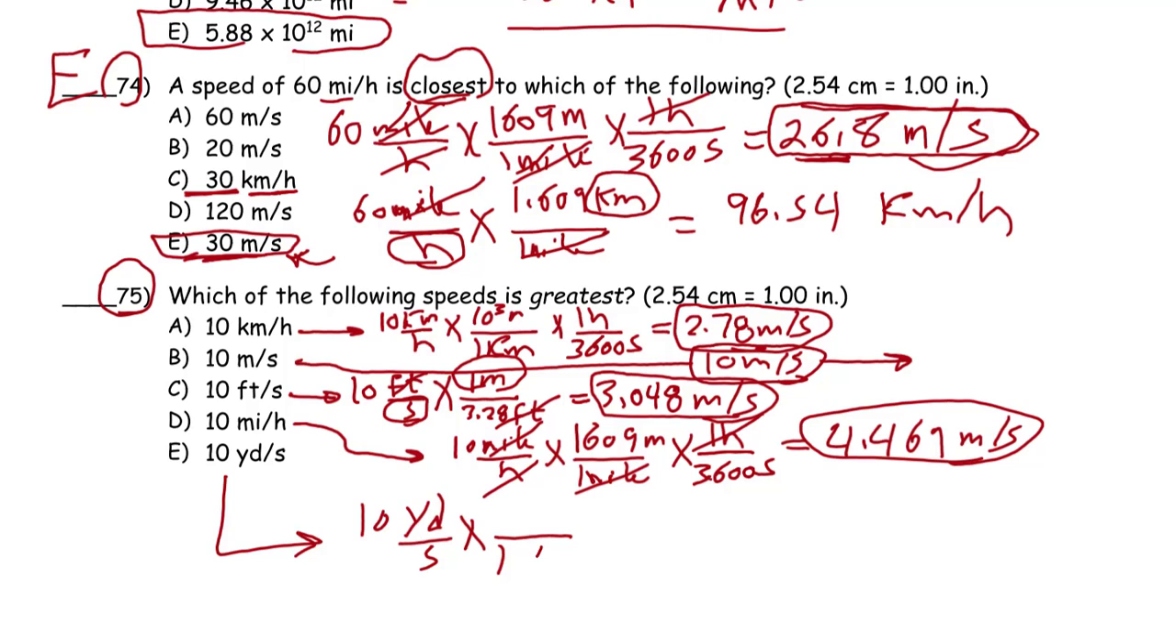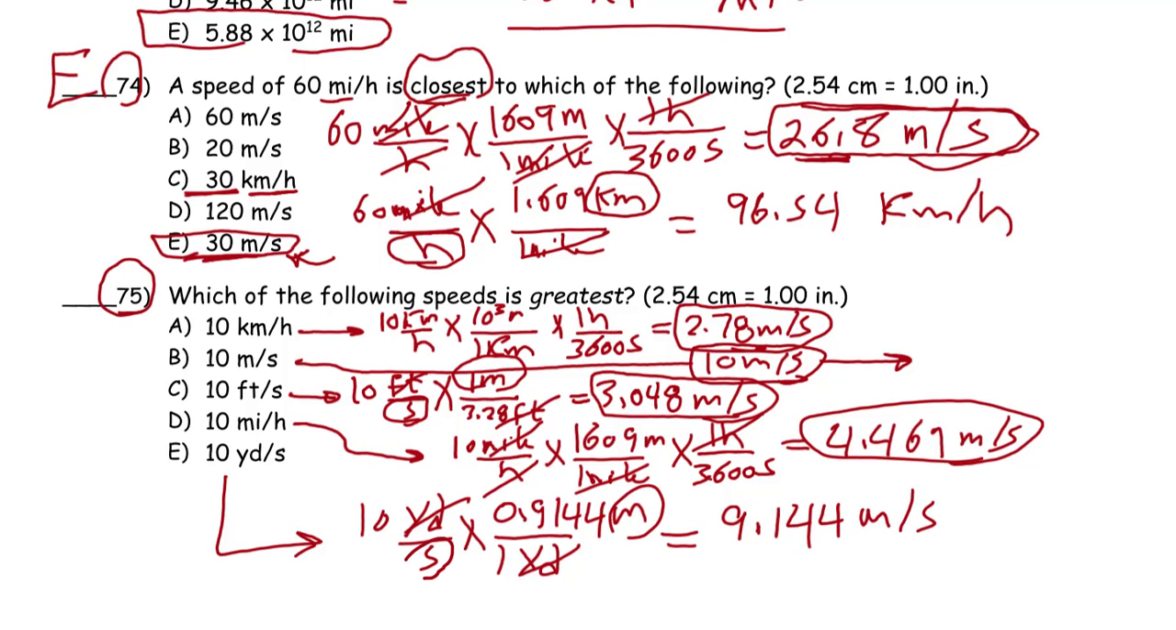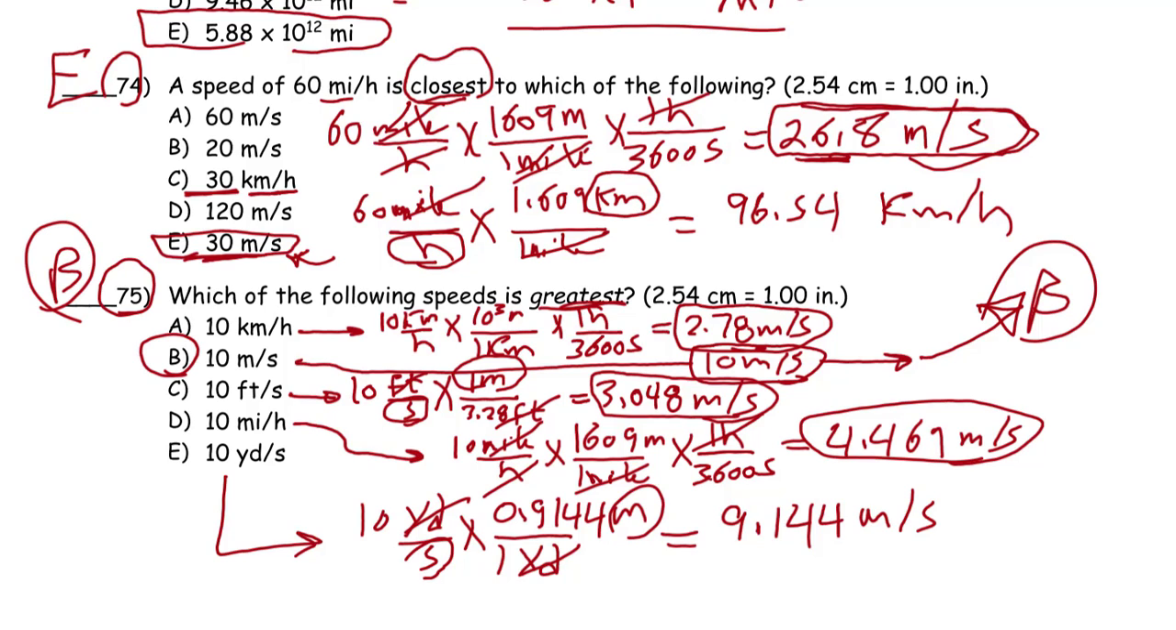You know that 1 yard is less than 1 meter, about 0.9144 meter. So yard goes with yard. So it equals about 9.144 meter per second. So the greatest one is letter B. B is the greatest one. Okay, 10 meter per second, the greatest speed.